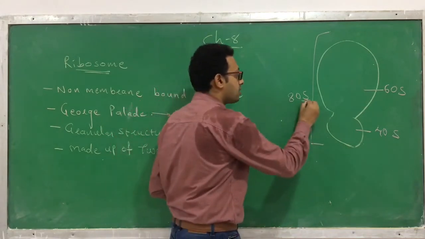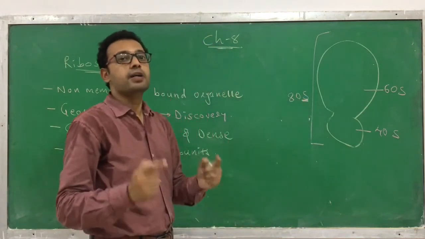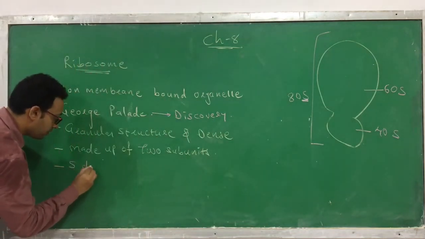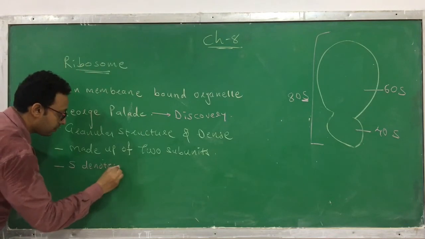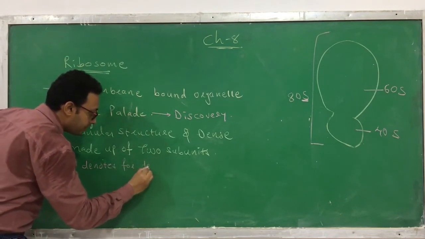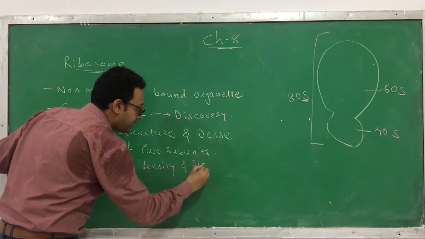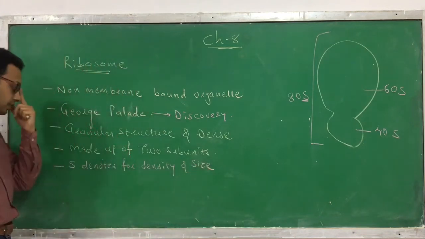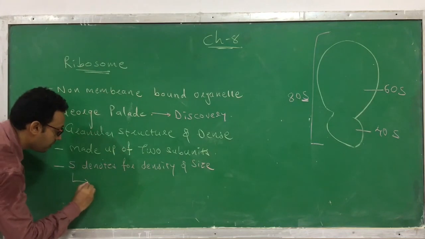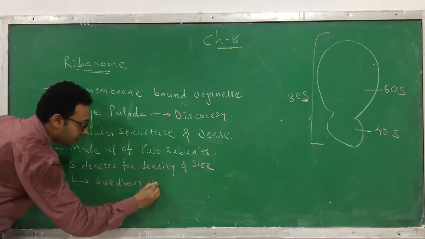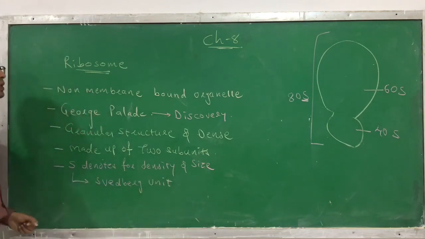What is S? The S means Svedberg unit. S denotes density and size. It is a measure of density and size. S denotes the Svedberg unit.